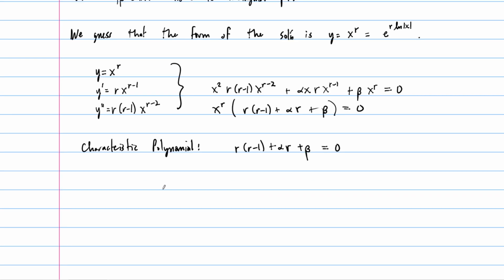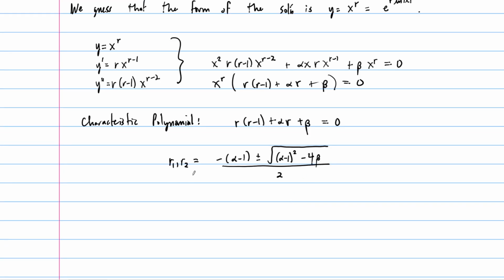And of course, just based on the quadratic formula, those solutions r1 and r2 are going to be equal to, I'm just going to plug into the quadratic formula. Now to do that, you have to rearrange a little bit. You distribute this, and then you're going to get r squared plus alpha minus 1 r plus beta. And so the solution here looks like negative parentheses alpha minus 1 plus or minus the square root of alpha minus 1 quantity squared minus 4 beta, all over 2. So just by plugging into the quadratic formula, these are the values of r.